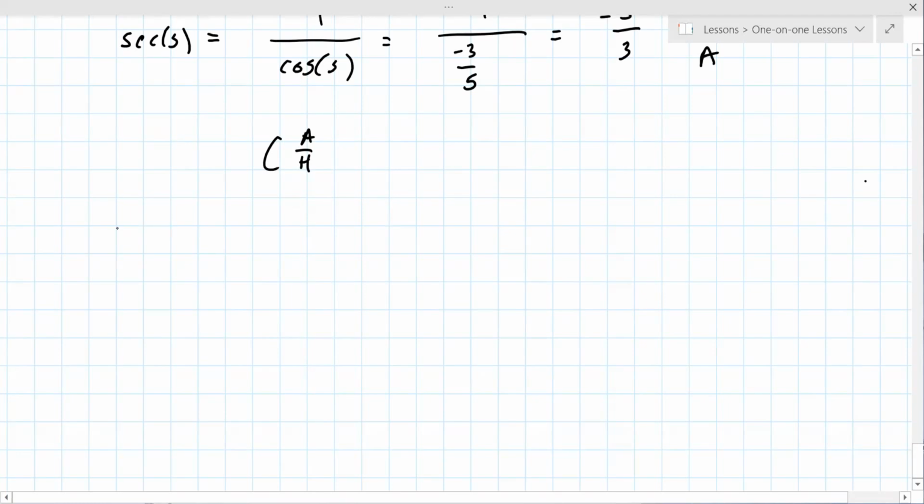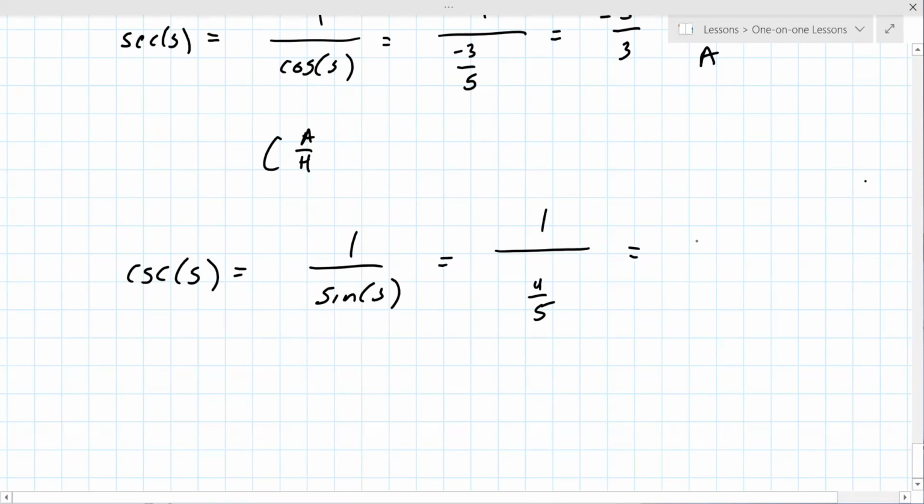Last one here is cosecant s. So this is 1 over sine s. Again, a couple of ways to do it. You can say, okay, I know the sine is 4/5, and that's the reciprocal. Or you can say sine is opposite over hypotenuse, so the cosecant is hypotenuse over opposite. 5 over 4 is hypotenuse over opposite.